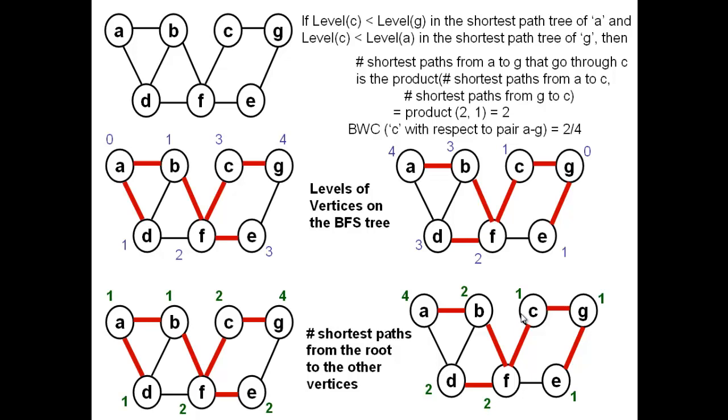Okay, so that's the numerator, number of shortest paths from A to G that go through C. And the total number of shortest paths from A to G is the denominator, and that's going to be 4. So the number of shortest paths from A to G is going to be 4. So the betweenness fraction is 2 over 4.